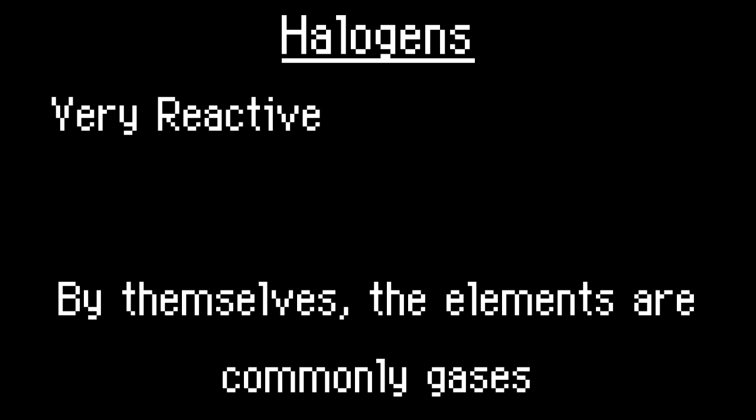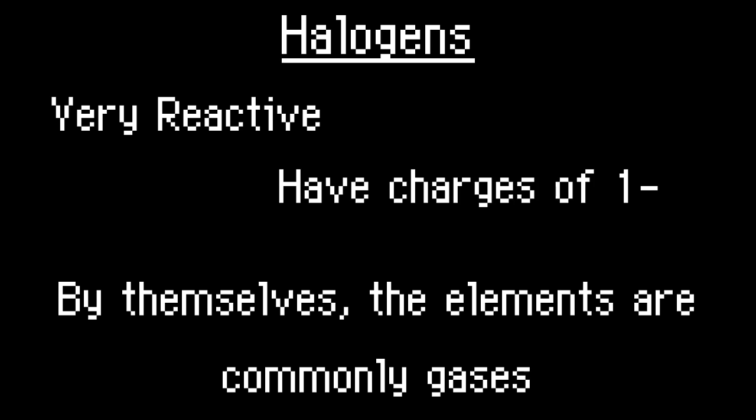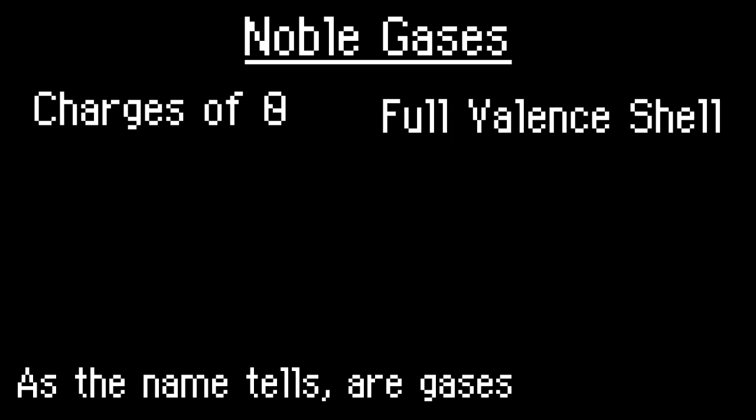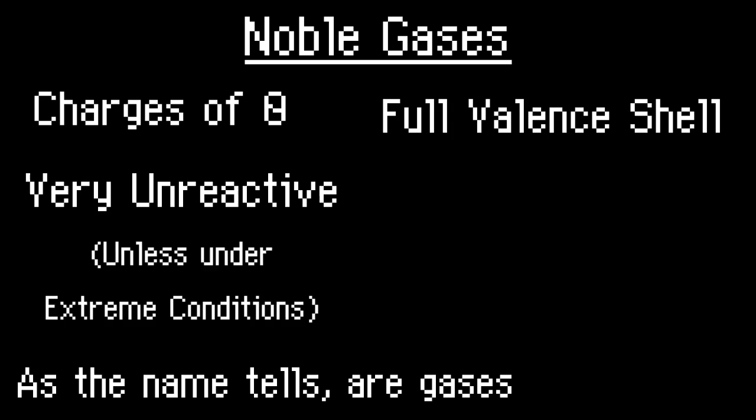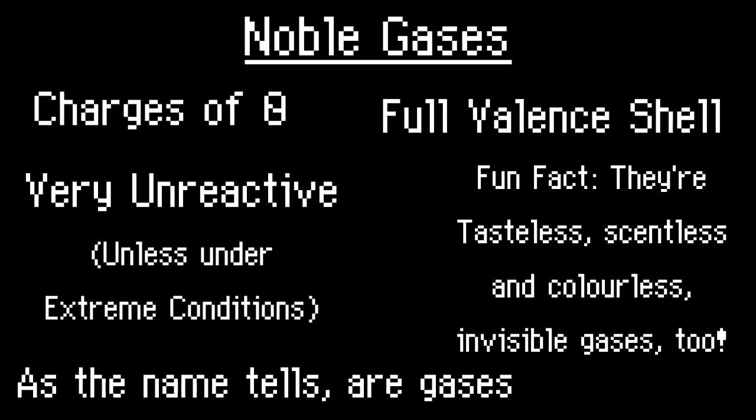The halogens are basically the nonmetal alkali metals. And what I'm trying to say is that they're very reactive nonmetals. Alone, they're known as a gas, and they all have a charge of -1. Noble gases are, well, gases, and they all have a charge of 0 because they already have a full valence shell. Not only that though, but they're highly unreactive. Unless they're under extreme conditions, they will not react.